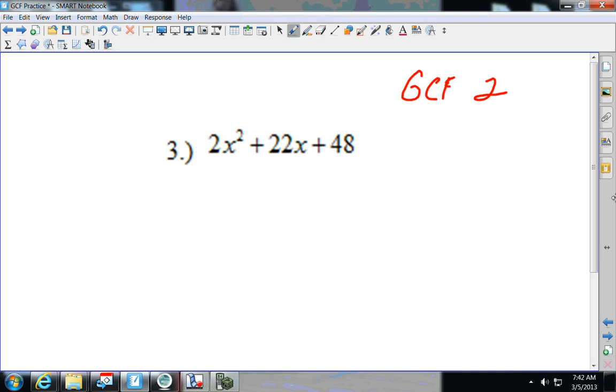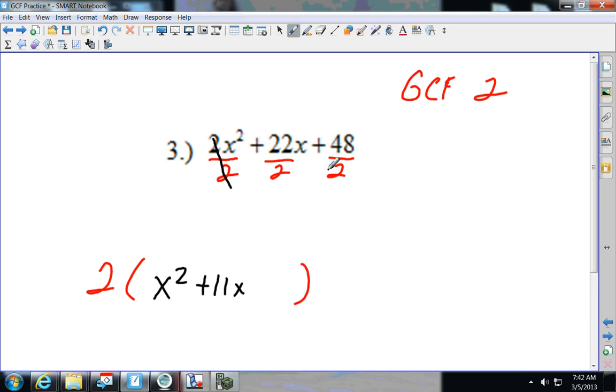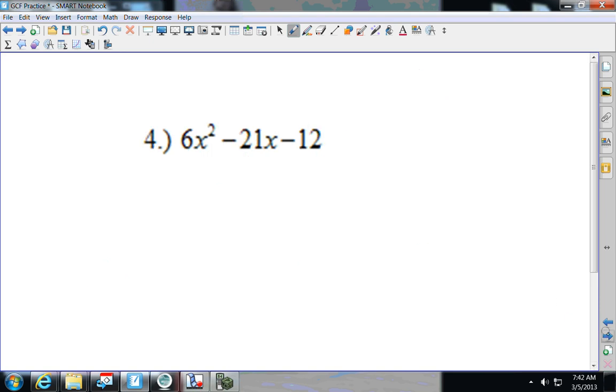So now I pull 2 out and I write what's left. That means to divide each term by 2. Well, 2 divided by 2 is 1, so I have x squared. 22 divided by 2, 11x. 48 divided by 2, 24. Here's the next one. Try this one.